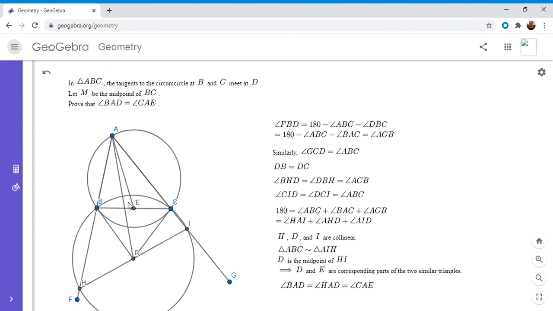So this theorem, like I've said, pops up all the time, and I'm probably going to use it later on.